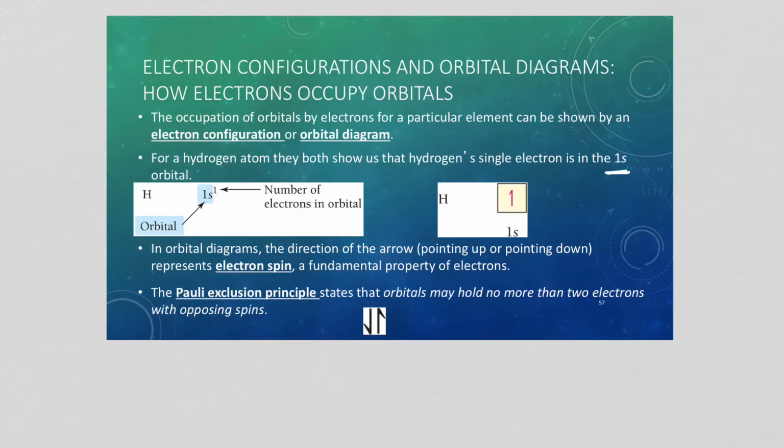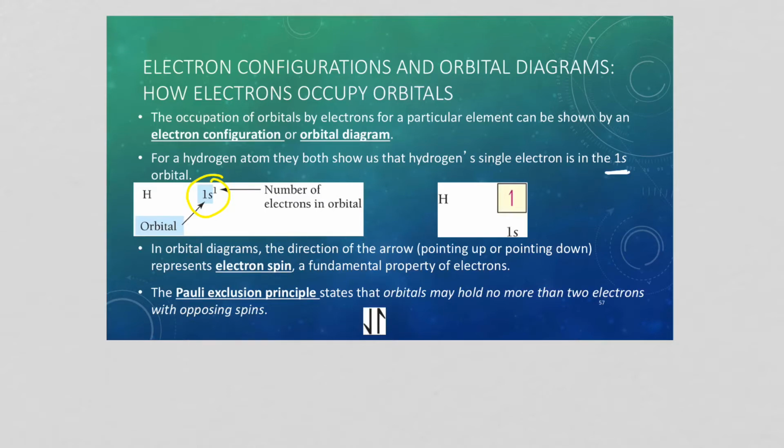And then we use a superscript to show how many electrons are in that orbital. So we show one electron in the 1s orbital by writing out 1s1. And that becomes the electron configuration of a hydrogen atom, since that is the only electron that we have in there.